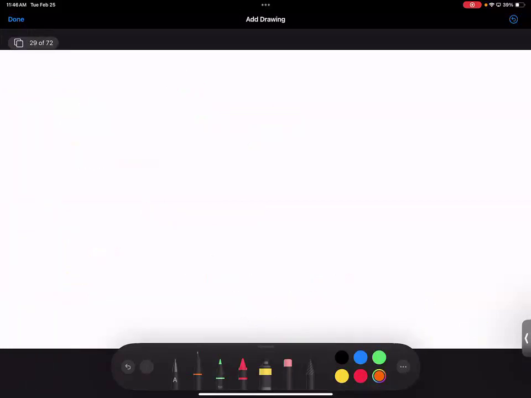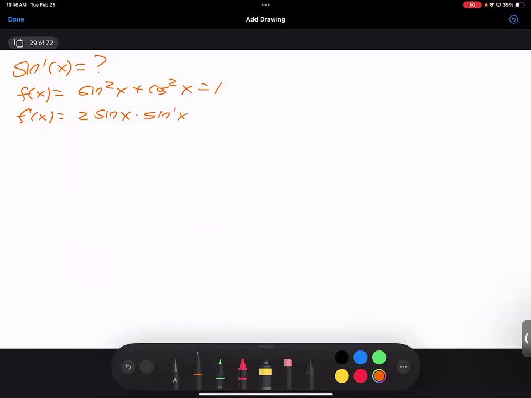Okay, now we want to calculate sine prime of x. If you're willing to assume sine and cosine are differentiable, let f of x be sine squared x plus cosine squared of x. What does that equal? It's just 1. So f prime of x is 2 sine x times sine prime of x, whatever that is, plus 2 cosine x cosine prime of x equals 0. Can you give me a good value of x to use?